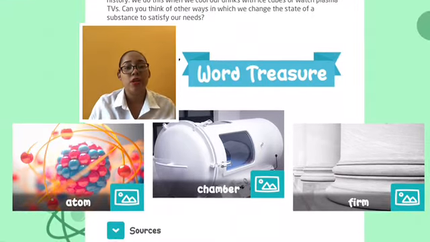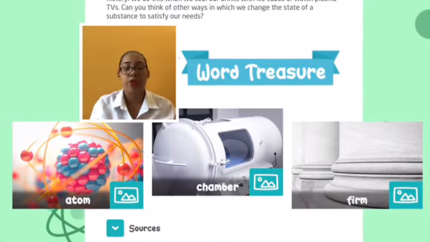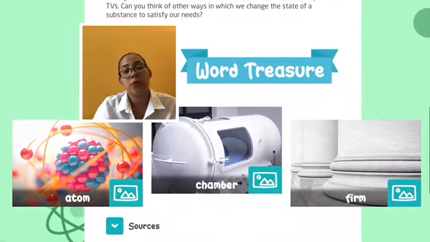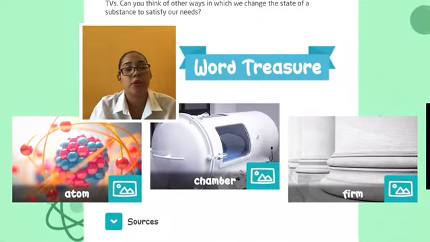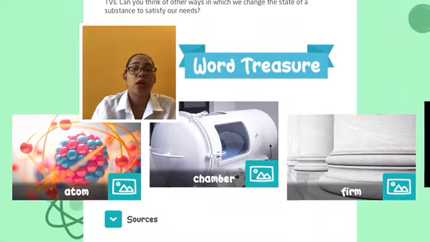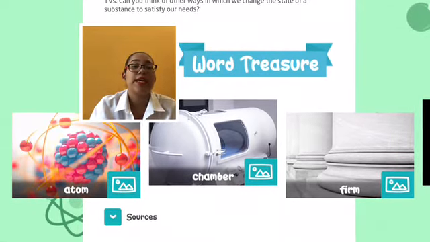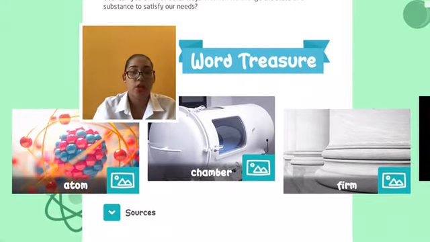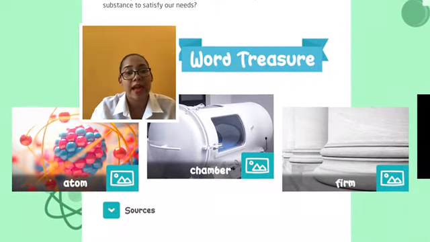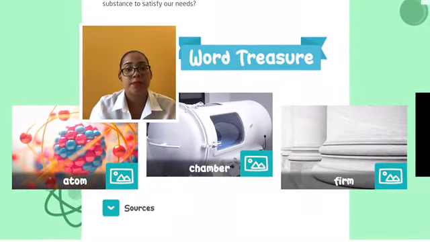Okay, so now let's watch this word treasure. From now on, we're going to look at this word treasure, and later you're going to do activities with all the word treasures from the keys that each subject has, okay? So listen and repeat after each word, please.